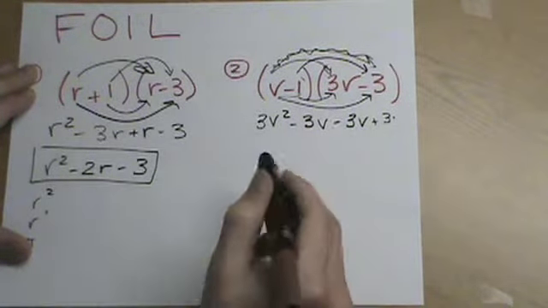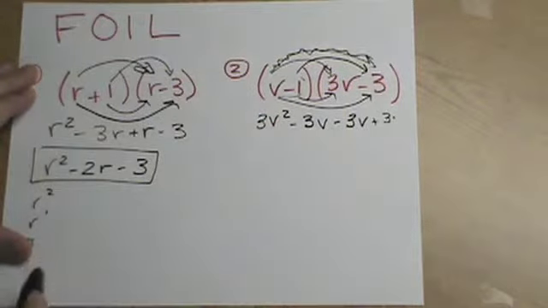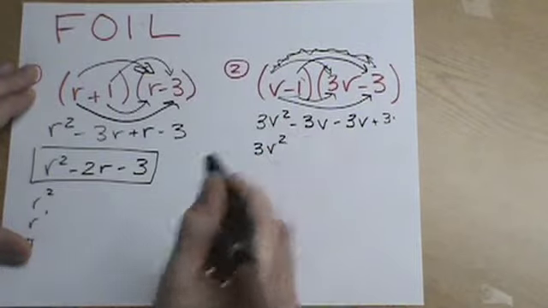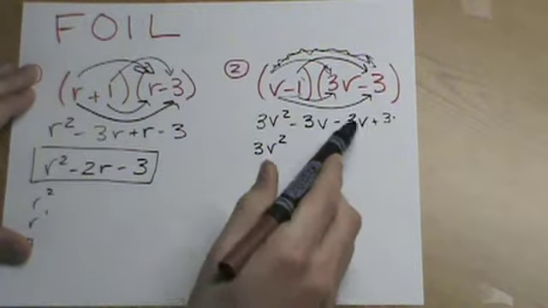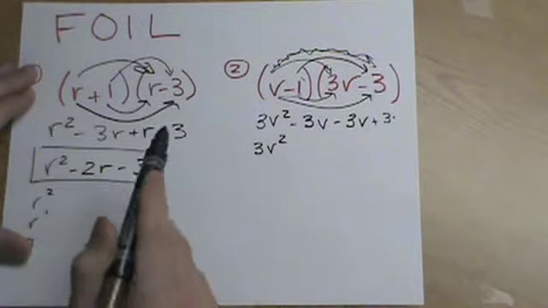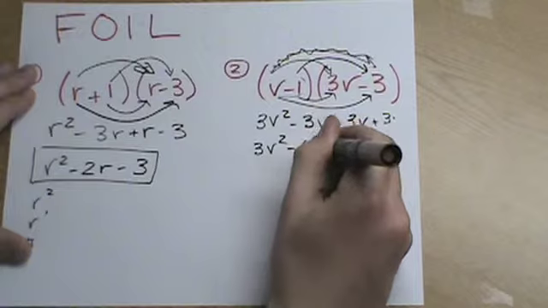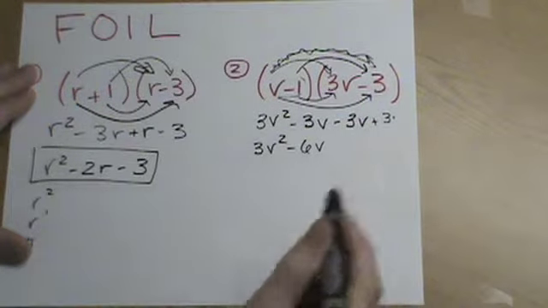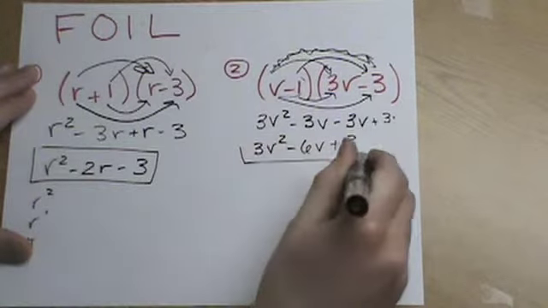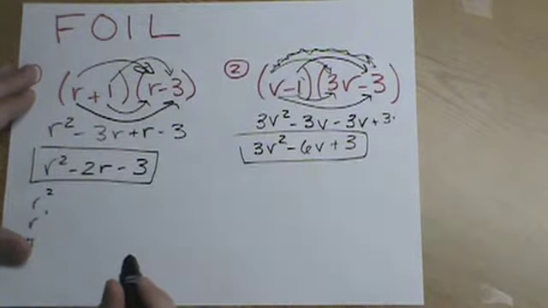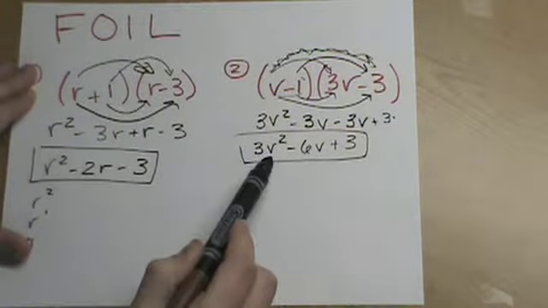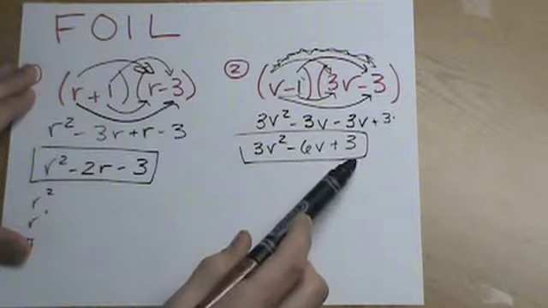Now, simplify. So we don't have any other v squared, so I'm just going to put that down there. We have two v terms, so let's combine them. Negative 3v minus 3v, so that's going to be negative 6v, and then the plus 3 doesn't have any other of the same terms, so we just keep it there. So here's our answer. 3v squared minus 6v plus 3. Again, notice, it's a trinomial. 3 terms, the v squared, the v, and the number.